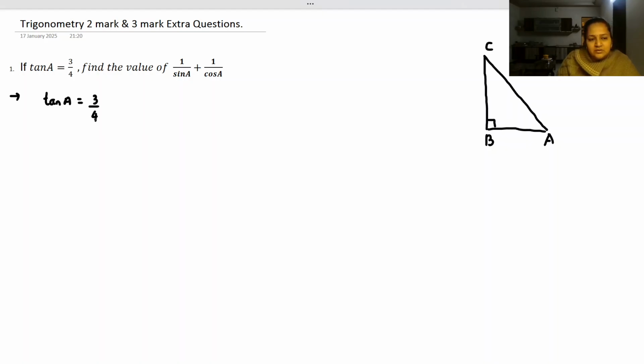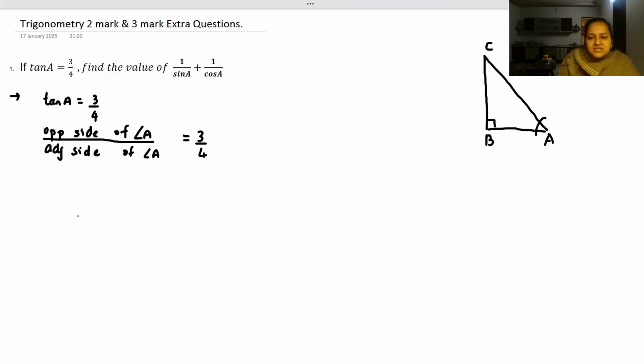Now, if we look at the definition of tangent A, tangent of any angle is its opposite side upon adjacent side. So we write here, this means nothing but the opposite side of angle A upon the adjacent side of angle A, and that ratio is 3 upon 4.